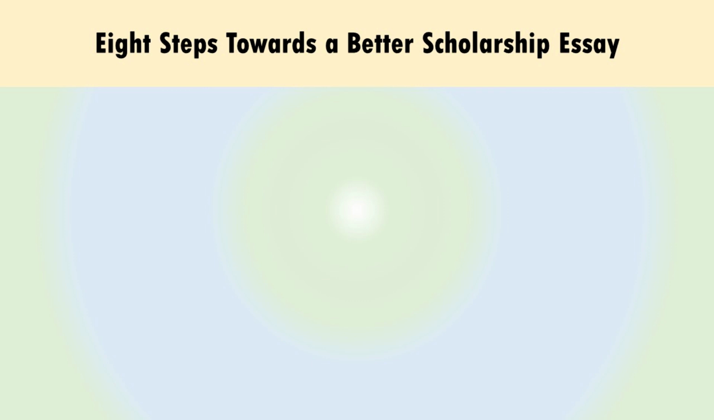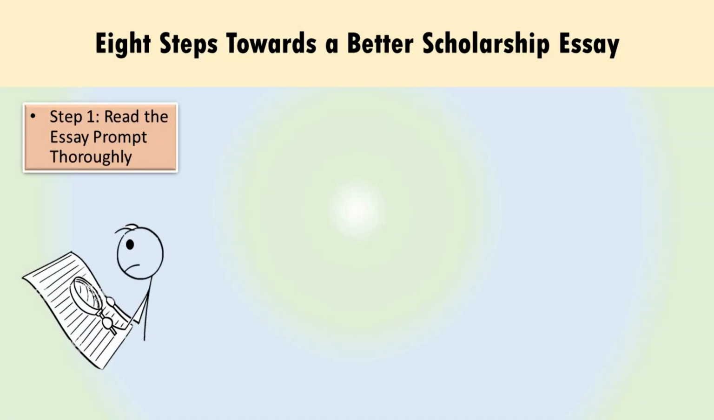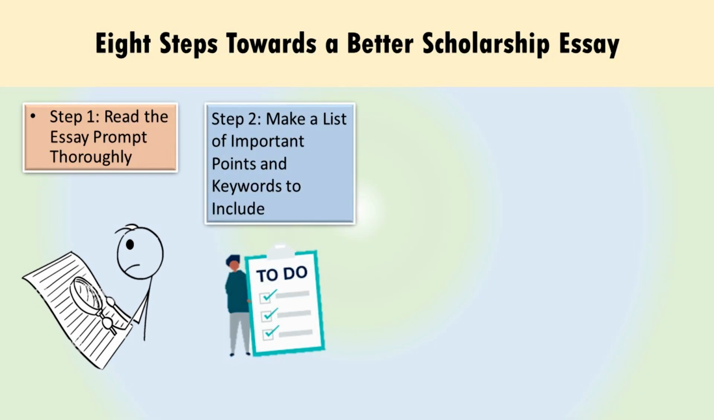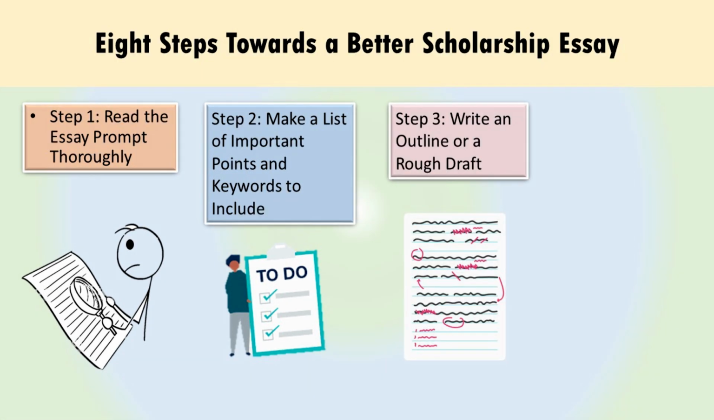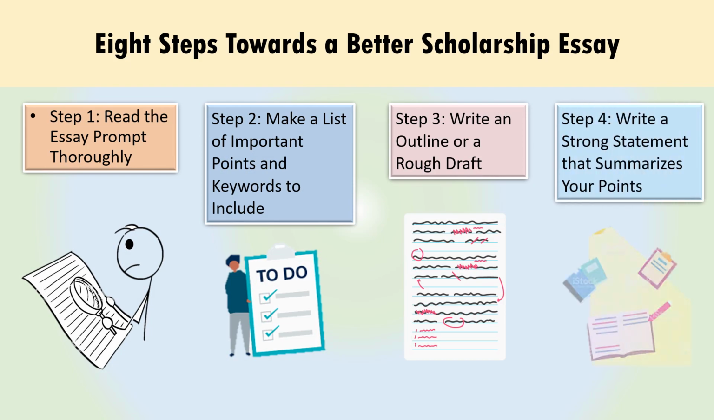8 steps towards a better scholarship essay. The first step is to read the essay prompt thoroughly. The second step is to make a list of important points and keywords to include. This is going to definitely help us to keep ourselves organized. The third step is to write an outline or a rough draft. Also, we need to write a strong statement that summarizes our points.